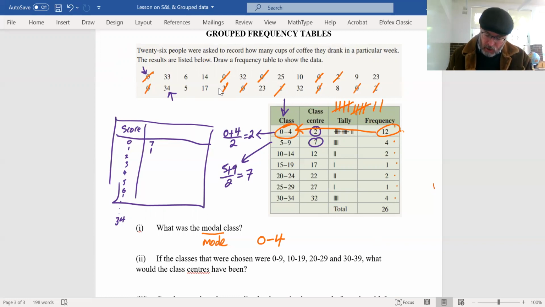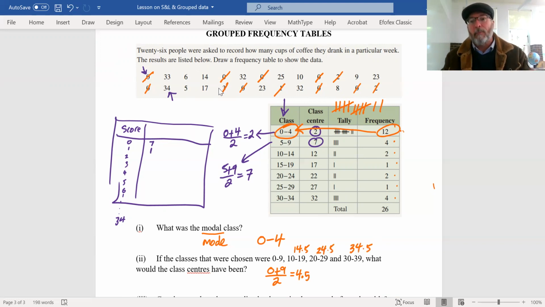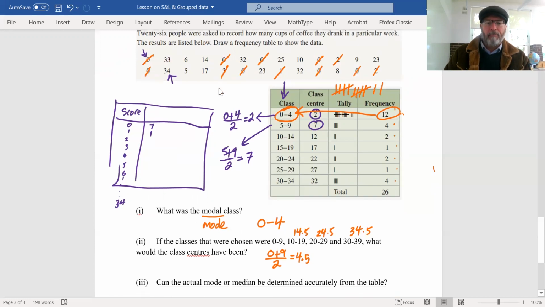If the classes that were chosen were 0 to 9, 10 to 19, 20 to 29, and 30 to 39, what would the class centres have been? Well, you just add up the edges of the classes and divide by 2. So 4.5. And this one would be 14.5 and 24.5 and 34.5. And yes, it can be a whole number or a number ending in 0.5. It's usually one or the other.